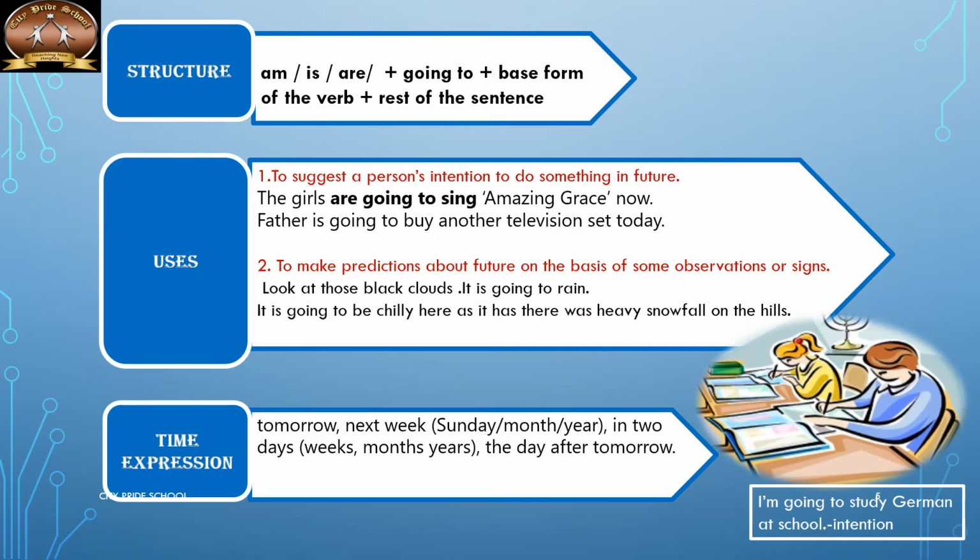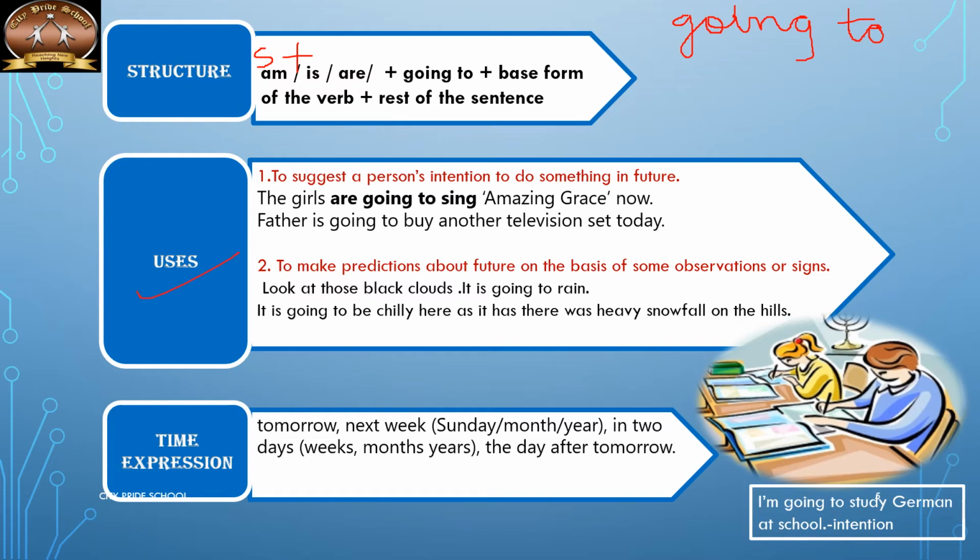Children, I forgot to mention, the previous slide actually had the structure, uses and time expressions of simple future sentences with will and shall. This is the structure, uses and time expressions of sentences with the going to form. But of course, these sentences also are a part of simple future tense. So the structure of such a sentence is subject. Of course, subject, as I told you, whether written or not, it is understood. Subject plus am, is, are plus going to plus base form of the verb plus the rest of the sentence.